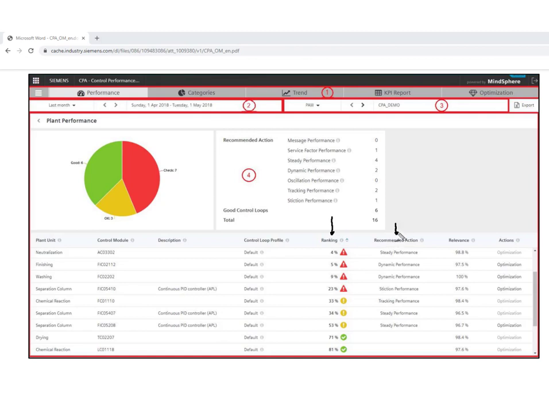Well, there is a recommended action, and among the recommended actions you can see that the system is drawing your attention to, for instance, oscillation, which is detected automatically, or stiction performance. You can see that in some cases the recommended action is optimization of the control loop, and the system will actually provide a new set of control parameters.